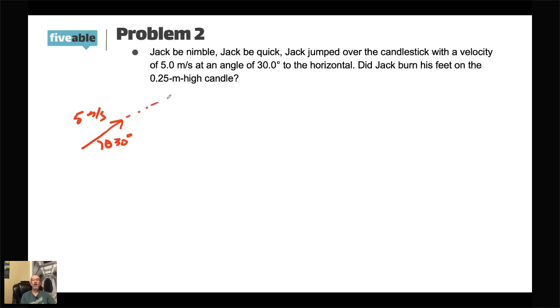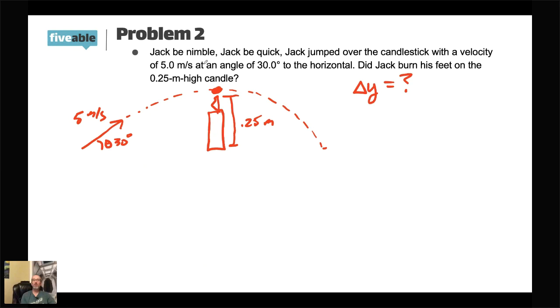So Jack's going to go across, and then at the top here, we want to make sure that Jack has gone high enough that if there is a candle with a flame, this is 0.25 meters, that Jack is not burnt. So we've got to find out what is the maximum distance that Jack is going to go, or what is the change in the y position. So that's really what we're looking for.